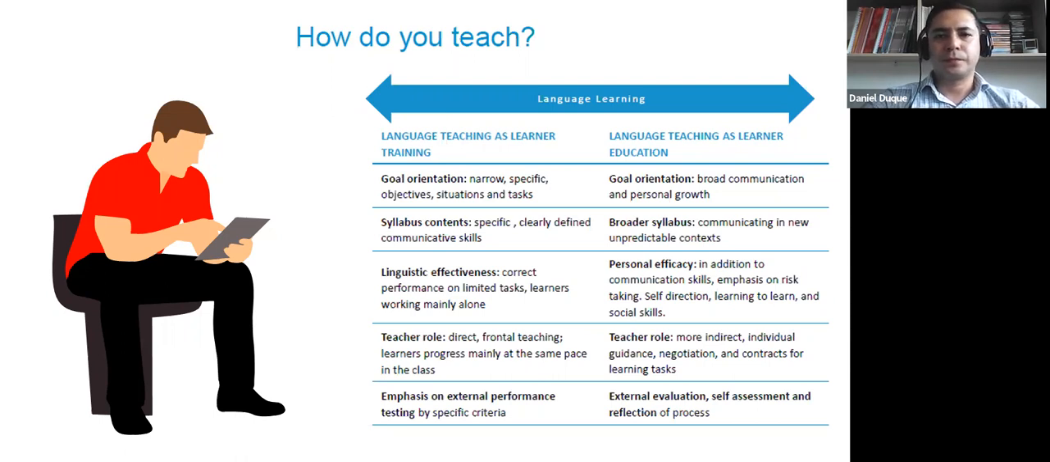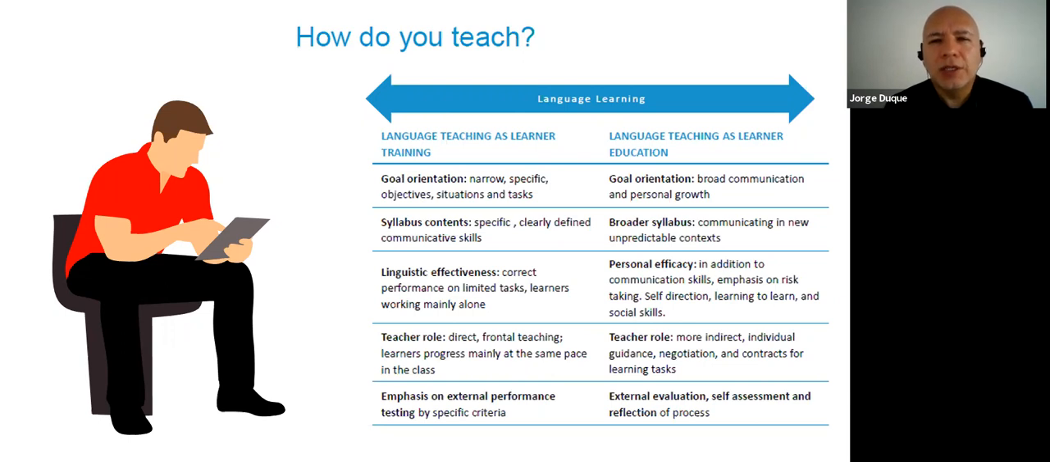Language teaching as learner training. Goal orientation: narrow, specific, objective situations and tasks. Syllabus content: specific, clearly defined communicative skills, linguistic effectiveness, correct performance on limited tasks, learners working mainly alone. Teacher role: direct frontal teaching. Learners progress mainly at the same pace in the class. Emphasis on external performance testing by specific criteria.